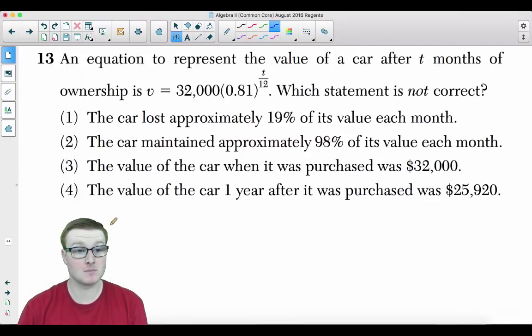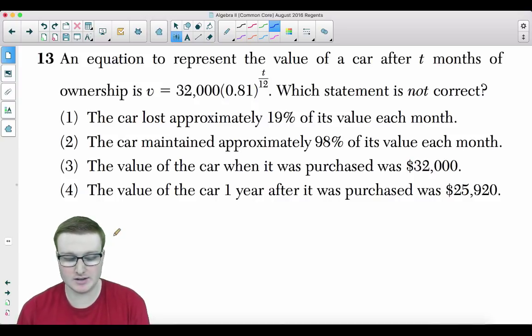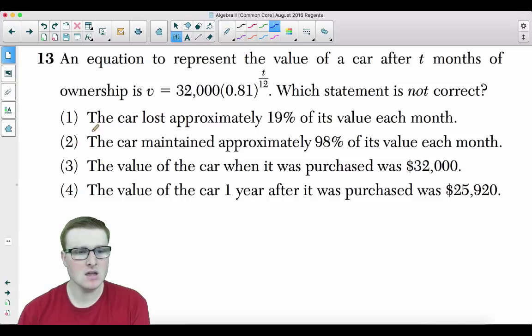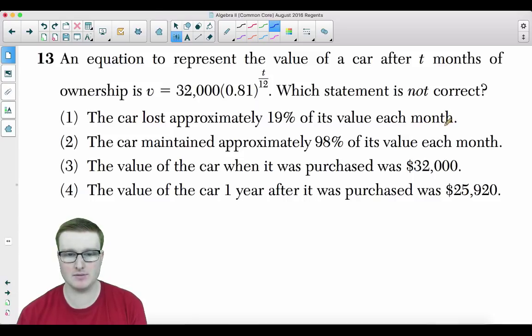Here we go. An equation to represent the value of a car after T months of ownership is V equals 32,000 times 0.81 raised to the T divided by 12. Which statement is not correct? Choice 1 says the car lost approximately 19% of its value each month. Well, where are they getting this 19% from?